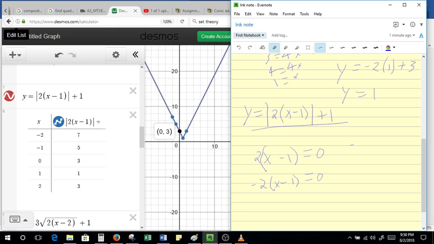So this will end up being 2x minus 2 equals 0. And that is going to end up being x equals 1, right? So move the negative 2 over, divide both sides by 2, x equals 1. Do the same thing here, negative 2x plus 2 equals 0. Again, move the 2 over, we get negative 2x equals negative 2. Divide both sides, and we find that x equals 1. So we came with the same answer. We found that the answer is x equals 1. So just another way of finding this point.